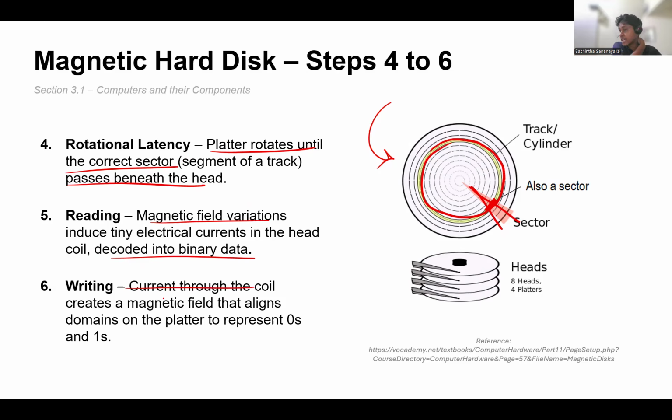The magnetic particles' spin can be altered to either spin up or spin down, in other words, to represent zeros or ones. When I say spin, it's similar to North Pole, South Pole magnets, where you can change the polarity of the particles that are stored in the sectors, which in turn represents zeros or ones. All right, so that's how a magnetic hard disk works.